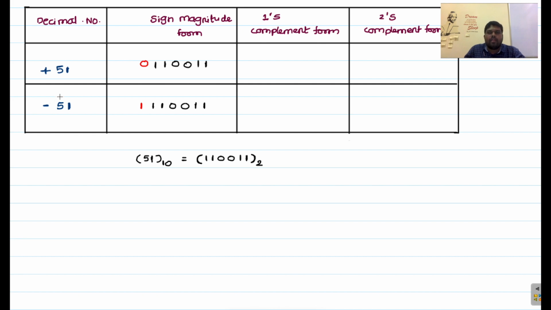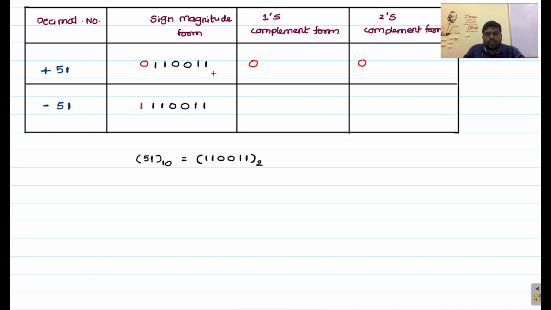Okay, so now coming to ones complement form and twos complement form. For a positive number, the ones complement form and twos complement form are the same as the number itself. So whatever number we are using here, the same number can be copied into the ones complement form box and the twos complement form box. Positive means obviously the sign bit will be 0, so you will get 0 here, and here also the same, 0.